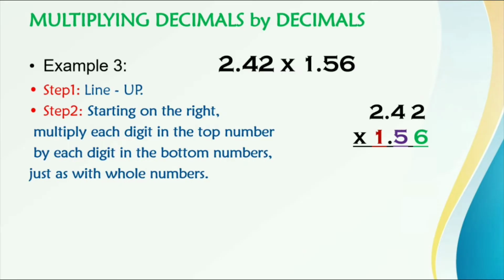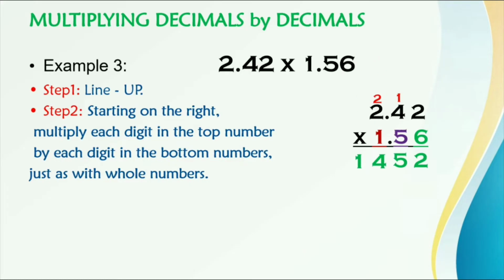Unahin natin yung 6 na naka-green. Isa-isahin natin pag-multiply. So, 6 times 2 is equal to 12. 2 carry 1 since may katabi pa siya. 6 times 4 is 24. I-add natin yung carry na 1 is 25. And then 5 carry 2. 6 times 2 is equal to 12 plus 2 na carry. Kaya 14. Okay, since wala na siyang katabi, bring down na rin natin yung 1.